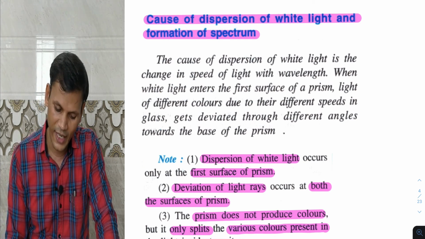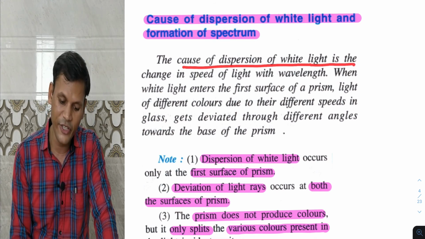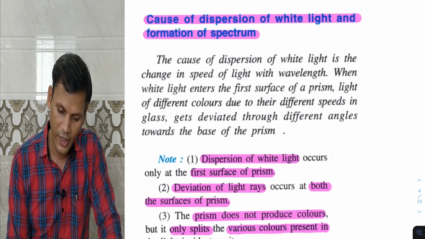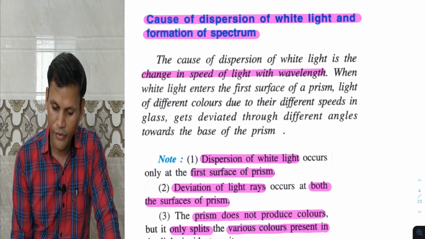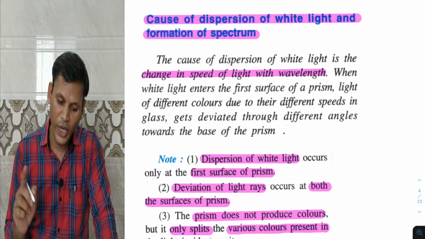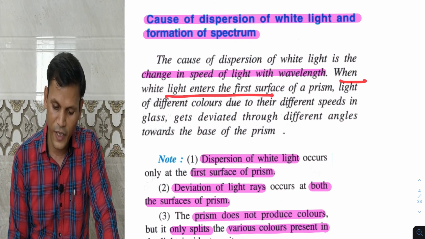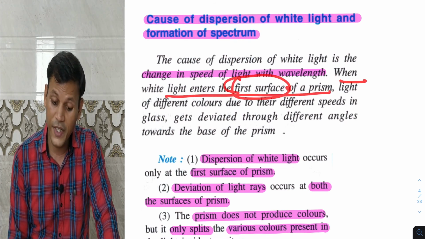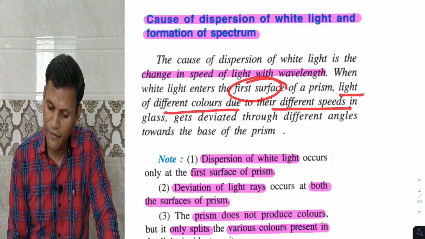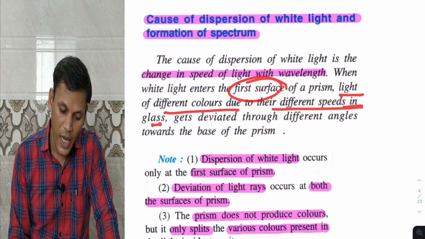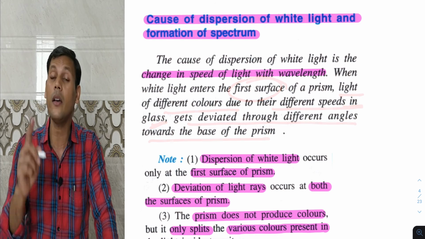Okay, so cause of dispersion, I have mentioned everything over here. The cause of dispersion of white light is the change in speed of light with wavelength. When white light enters the first refracting surface of the prism, light of different colors, due to their different speeds in glass, gets deviated through different angles towards the base of the prism.